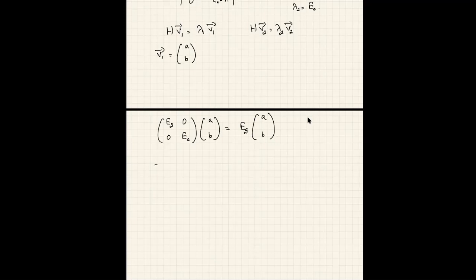So the left-hand side is basically, the first entry is Eg times A plus 0 times B, which is A Eg. The second entry is 0 times A plus Ee times B, so this is B Ee. This equals A Eg and B Eg.